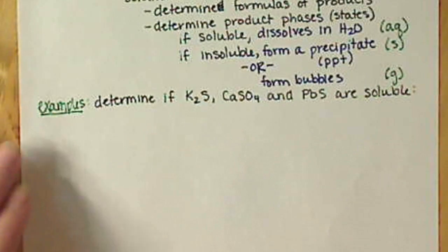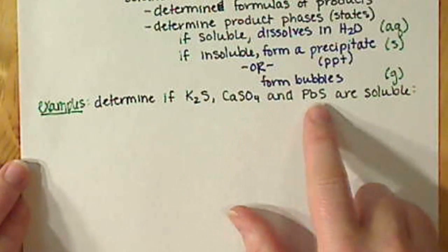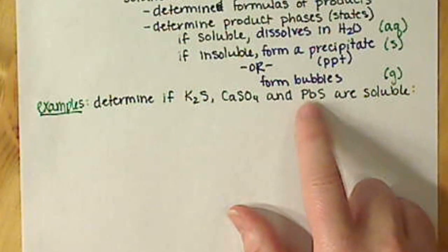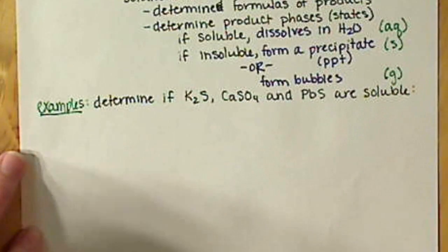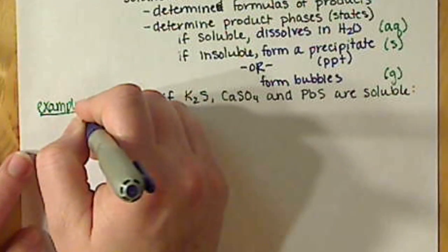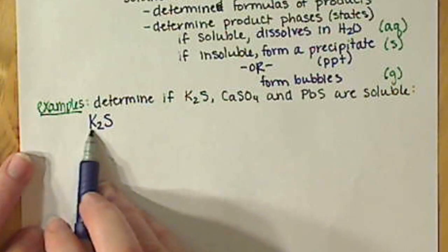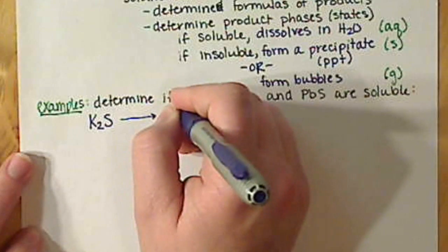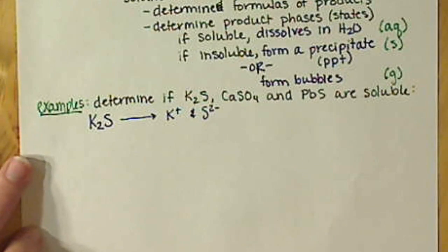So we have K2S, which is potassium sulfide. We have calcium sulfate, and this is lead 2 sulfide. Remember, lead is one of our transition metals, so it has to have that Roman numeral in its name. Okay, so lead 2 sulfide. If we look at the solubility rules of these, let's start with K2S. We want to look at how these are made up and what ions we're looking at. So we basically have K+, and we have the sulfide ion, S2-.